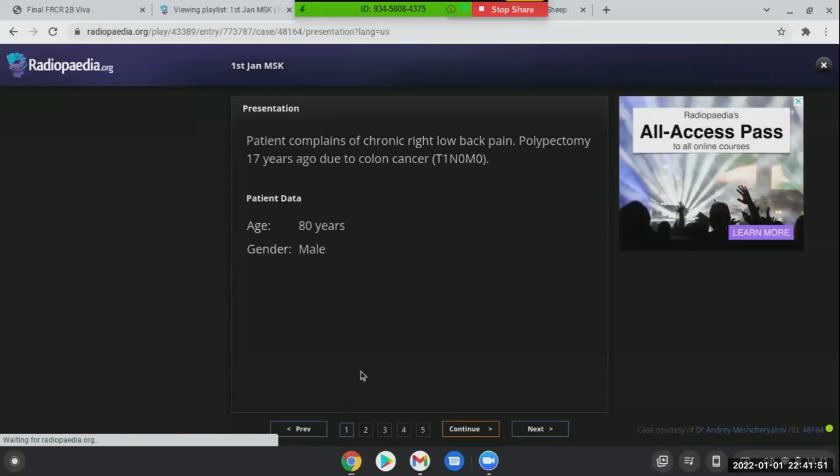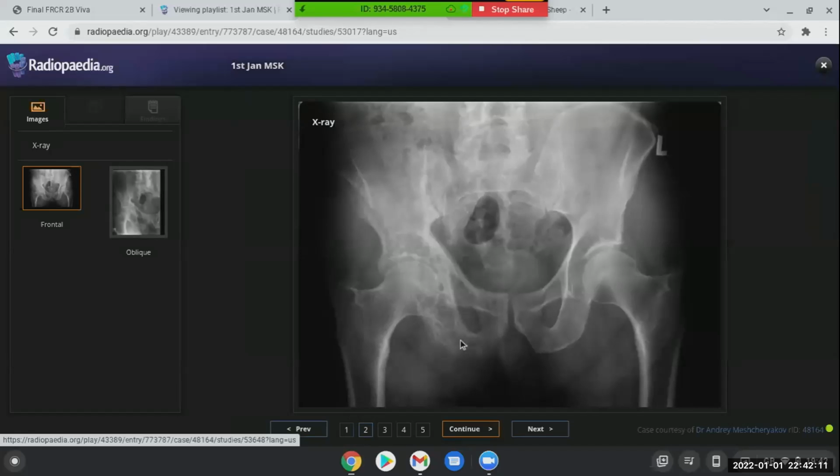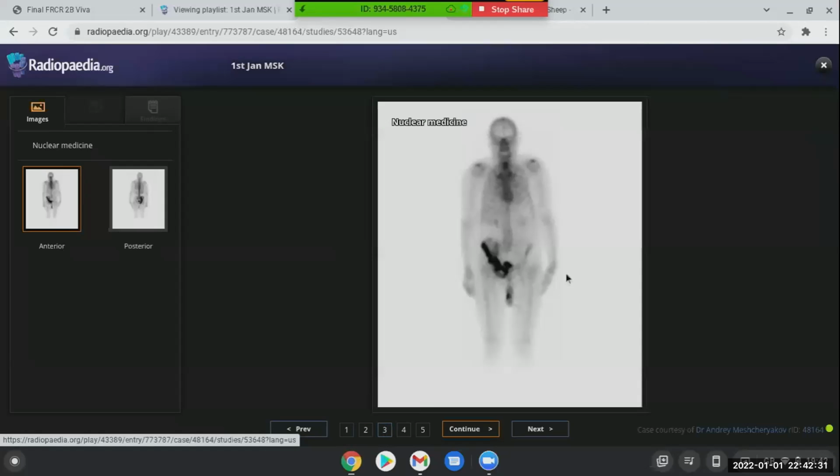In this case, I think this is a red herring that this patient got polypectomy 17 years ago, and it was just a T1. So basically at the age of 80-year-old male, Paget's disease is more common given the history, which was just T1 and 17 years back. As you rightly said at the end, there are coarse trabecular markings with expansion. So that goes in favor of Paget's given the nuclear study also. So this was Paget's disease.